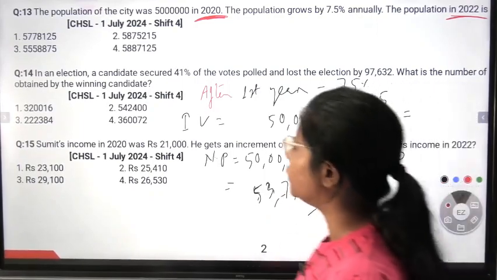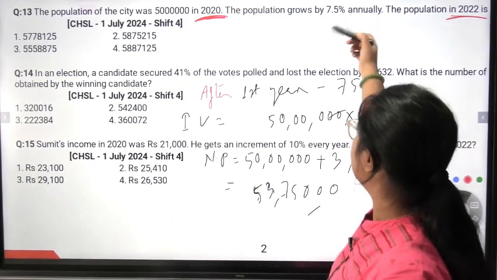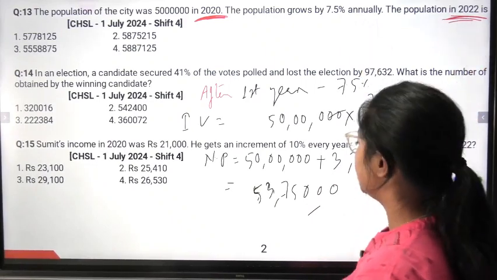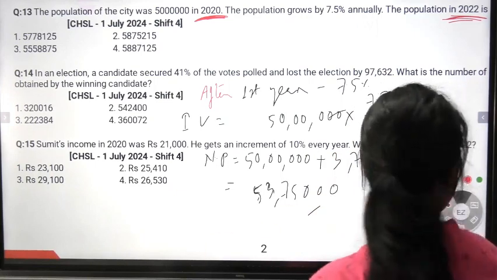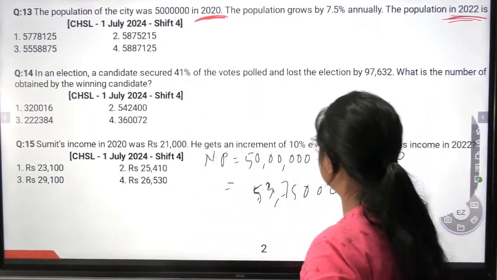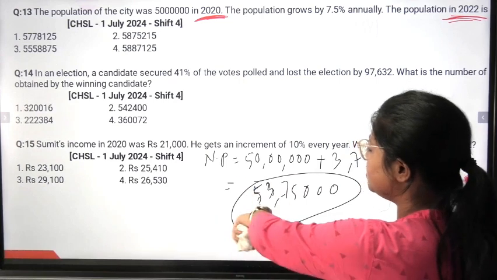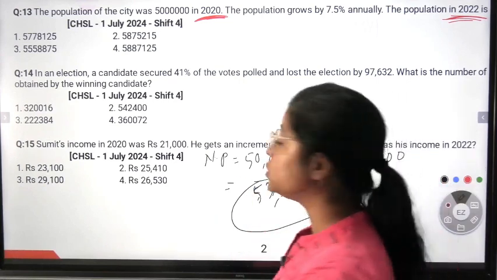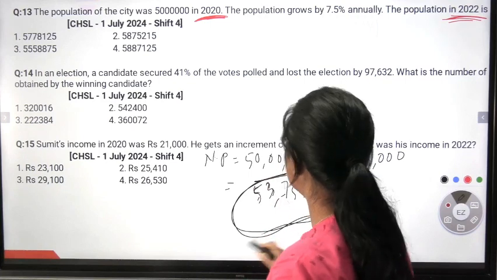Okay, so after 1 year. Now I need to find out again another year, because you are asked to find the population after 2 years. After 2 years the population is again increasing by 7.5%. So if I increase my value, now I have to increase my value on what? On the new population, because after 1 year my population became 53,75,000. So I need to increase 7.5% on this value now.